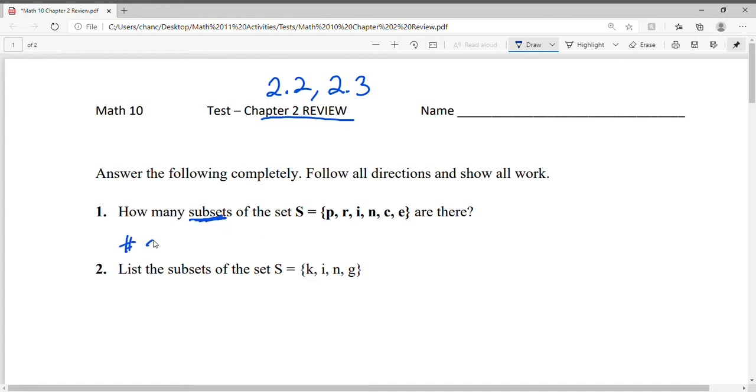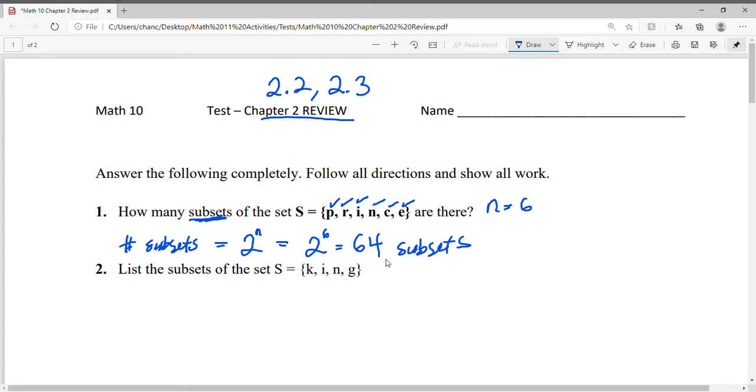The number of subsets is equal to the formula 2 raised to the n. This is going to tell me the number of subsets, and n is how many elements we have in our set. We have 1, 2, 3, 4, 5, 6. So in this case, n is equal to 6. Using the formula, we have 2 raised to the 6th, and this is equal to 64. There are 64 subsets.